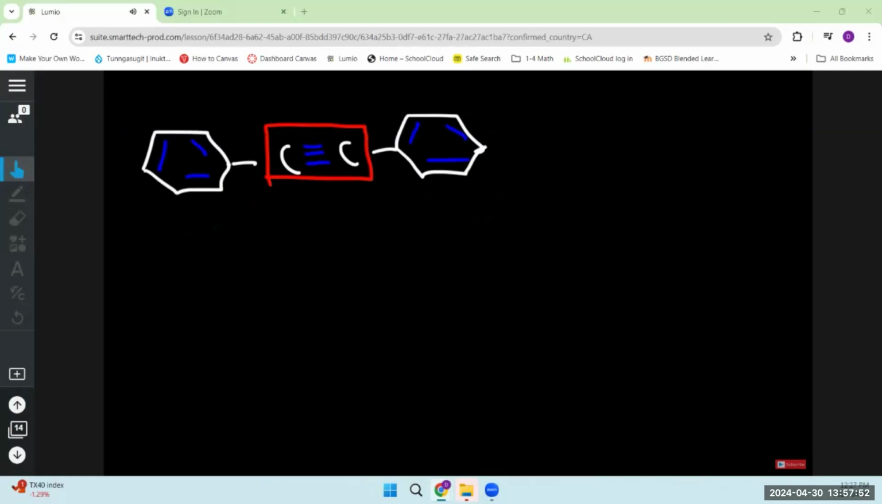Now let's work on one final example. What's the common name for this molecule? So we have 2 phenyl groups attached to the acetylene part. So it's simply going to be diphenyl acetylene.